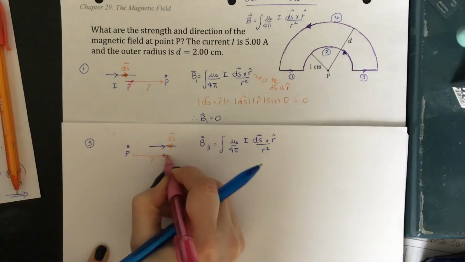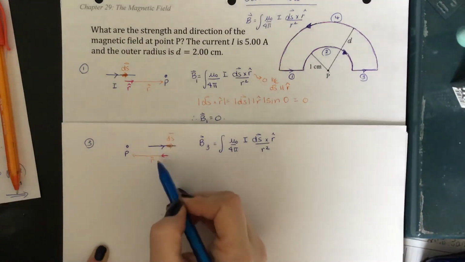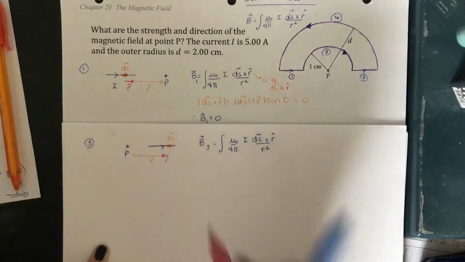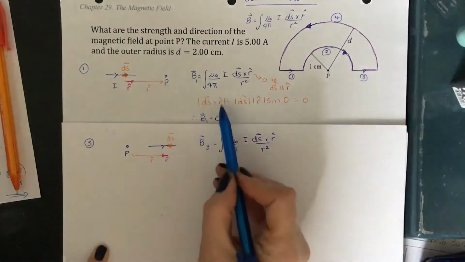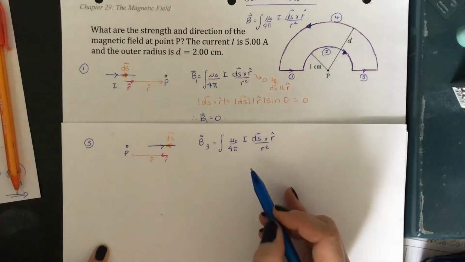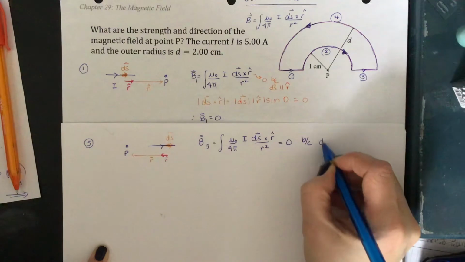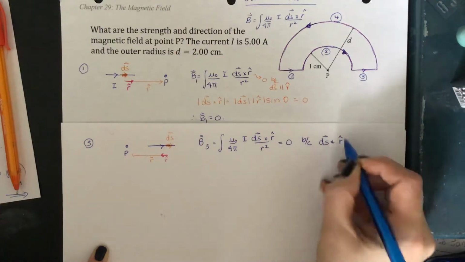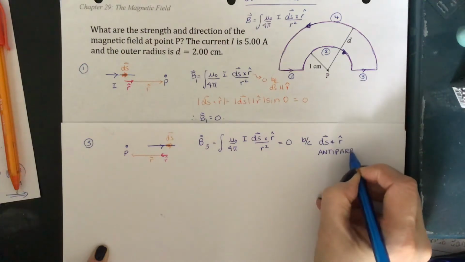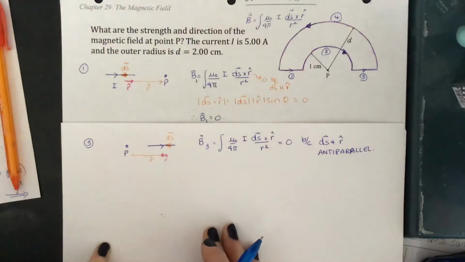So for this one, similar to the first one, we have ds and r hat anti-parallel. So if we did the magnitude of ds cross r hat, we'd have ds times the magnitude of r hat times sine of 180, and we'd still get 0. So ds and r hat are anti-parallel. The magnetic field due to 3 is 0.